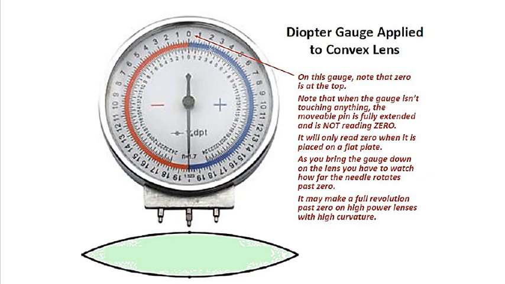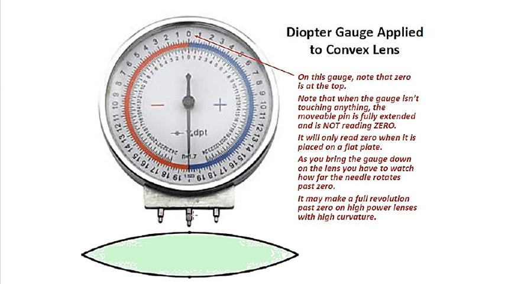Now I'm going to use a little pointer so you can see where the zero is on this gauge, and note that the zero is at the top and not right there. When the gauge isn't touching anything, the movable pin, the middle one, is fully extended and it's not reading zero at all. It will only read zero when it is placed on a flat plate. Right now it's not reading because it's not touching a flat surface.